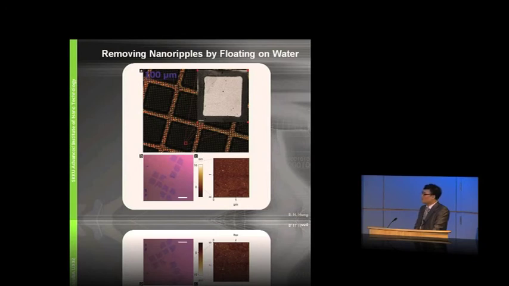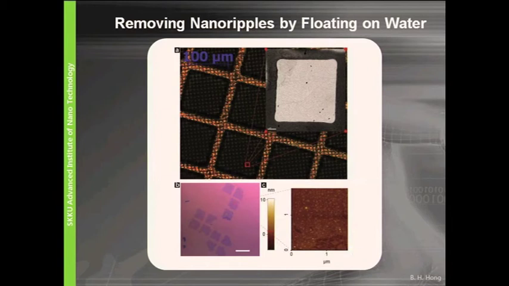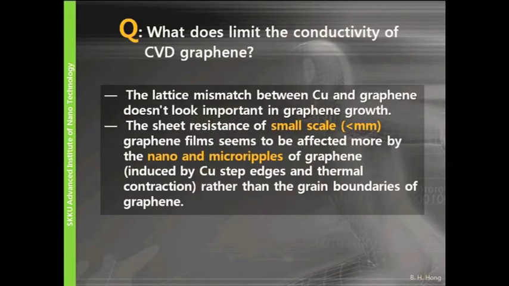This is another evidence of nanoripple formation. Actually, Barbaros first floated the graphene on top of water, and then they transferred this graphene onto this silicon oxide, and then we see no ripples, no nanoripples. This means that nanoripples can be released or removed when we float graphene on top of water. So I think this is a very smart, nice way to remove the nanoripples to get higher quality graphene. So our conclusion is that the nanoripples are very crucial.